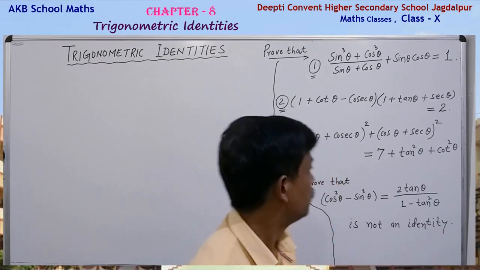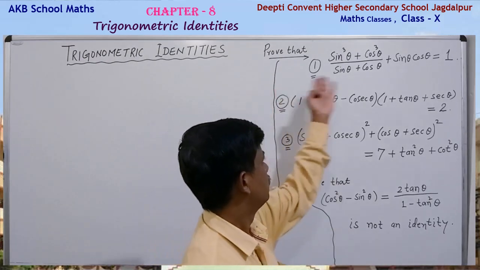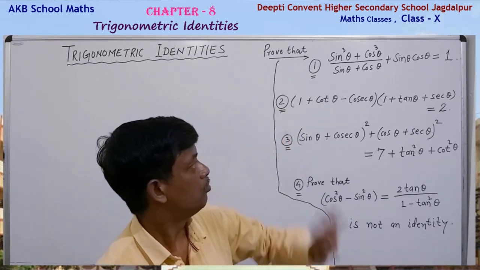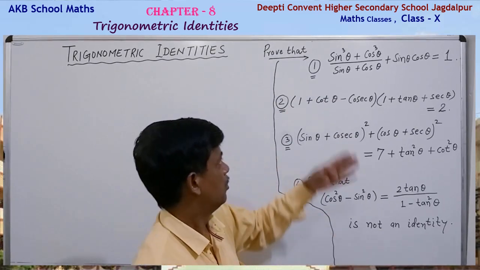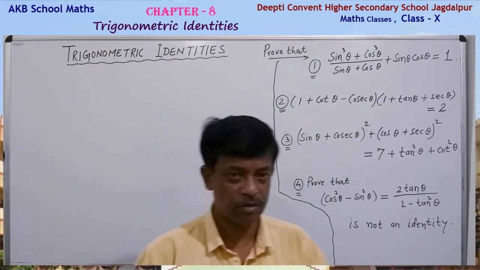Now first of all we are proving these identities. Trigonometric identities means the relation should be true for all values of angles. So we are proving four questions now.